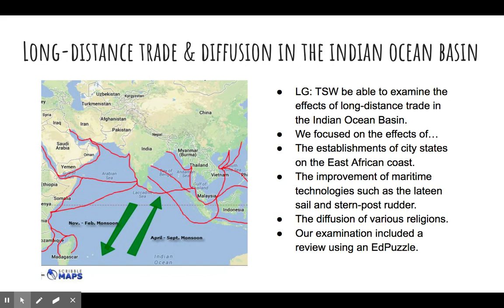We also talked about long-distance trade and diffusion in the Indian Ocean basin in this same time period. The goal was that you were able to examine the effects of this long-distance trade. We focused on effects such as the establishment of city-states on the East African coast, the improvement of maritime technologies such as the lateen sail and the stern-post rudder, and the diffusion of various religions, which would have included Islam and Buddhism. Our examination also included a review of Indian Ocean trade using an Edpuzzle.